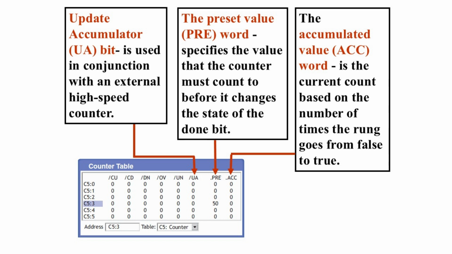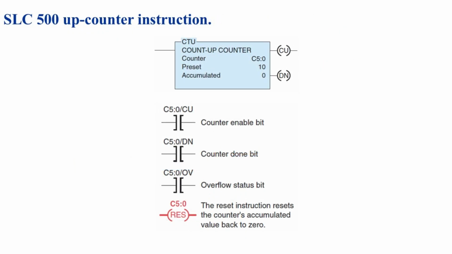Together, the preset and accumulated values give the programmer a clear indication of the counter's progress and help verify that each count is being recorded correctly in the system. Now that we've looked at how the counter file stores its data, let's see how the up counter instruction appears inside the ladder logic. In this example, we're using counter C5:0 with a preset value of 10 and an accumulated value starting at 0. Each time the input rung goes from false to true, the counter increments the accumulated value by 1. When the accumulated value reaches the preset of 10, the done bit, labeled DN, turns on, indicating the count is complete.